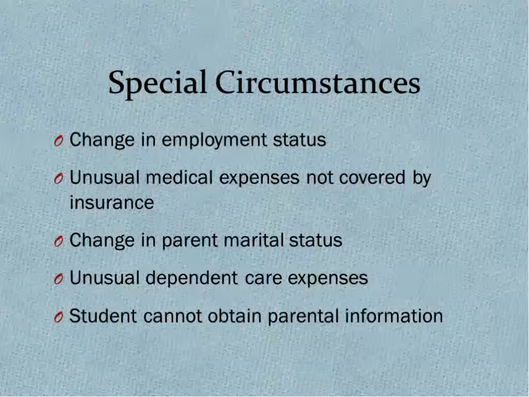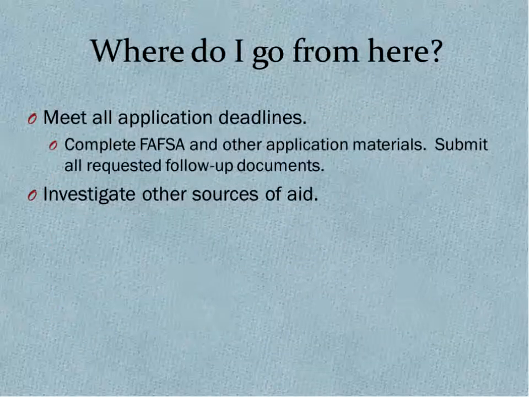Occasionally we have students or parents who have medical expenses that aren't covered by insurance. Maybe there's a change in the marital status of the parents. Maybe there are different dependent care expenses, or maybe a student can't obtain their parental information. So there are a number of different situations, and on the professional judgment form that we have on our website, we do highlight some of those that may be common examples or common circumstances that we consider, but there's also an other category. So if it doesn't fit into one of those categories, the student can submit that to us in a written explanation, and we can figure out if there are any adjustments that can then be made.